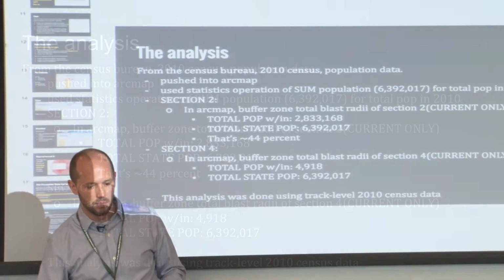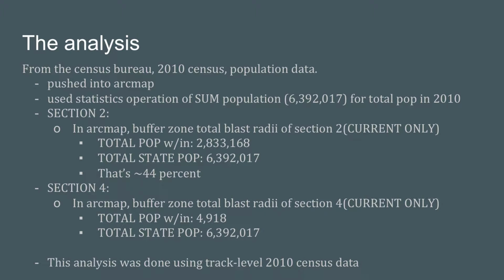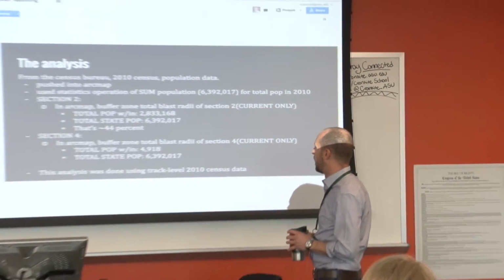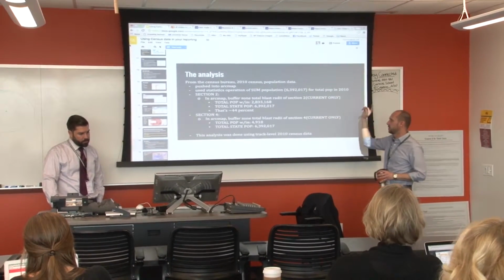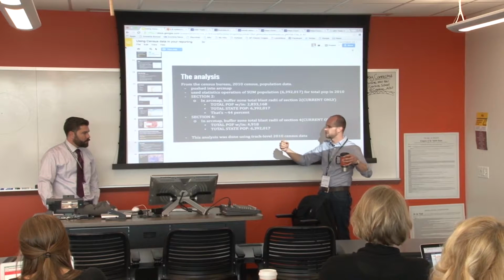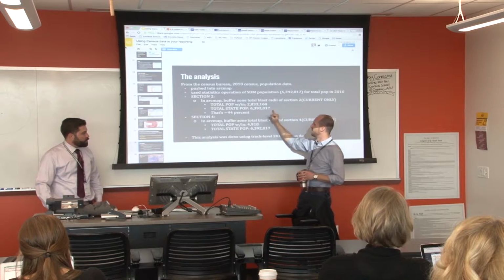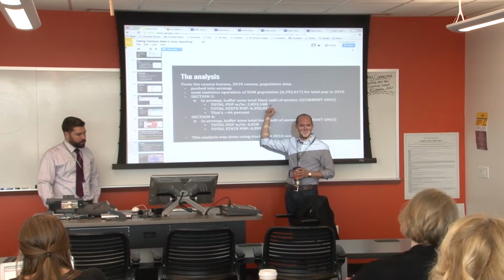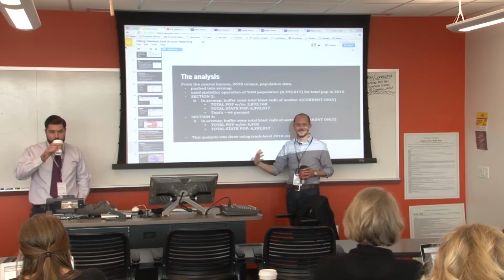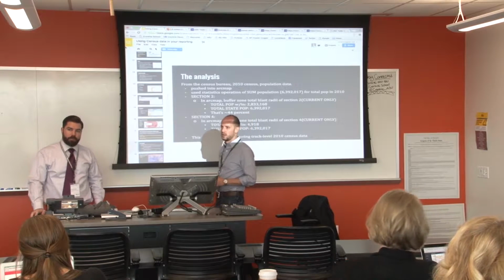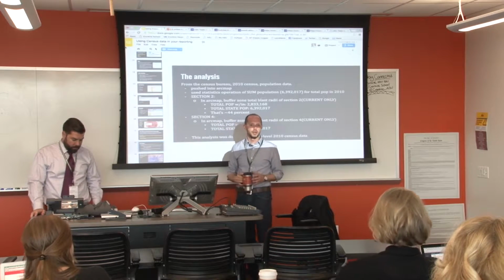Here's a basic breakdown of how we used 2010 census population data, brought it into ArcMap, which is ArcGIS, a mapping software. We did a sum of population and got the total population. So section 2 are the larger blast zones, usually gaseous. And so you had the total population within at least one of those blast zones, and it's about 44% of our state. So 44% of our state's population lives within at least one blast zone. That's a pretty alarming figure.